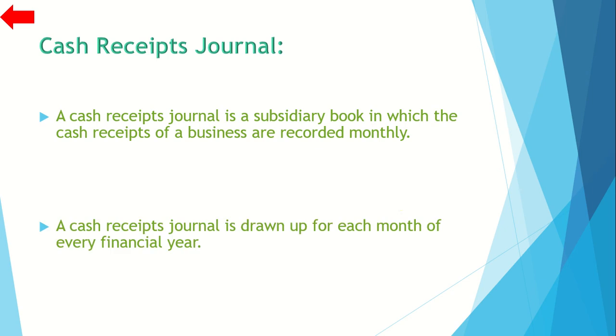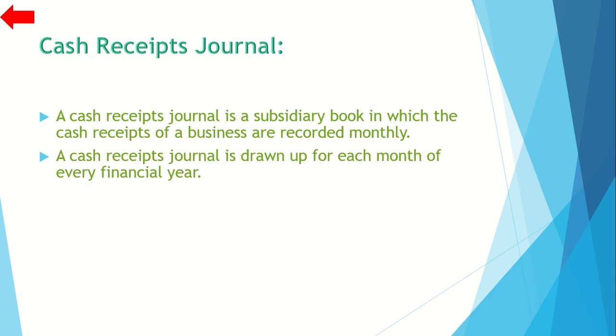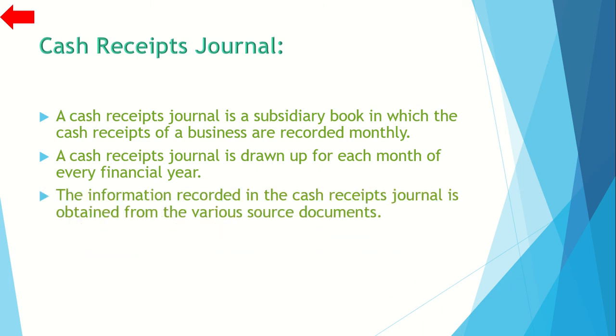Okay, and also again, a cash receipts journal is drawn up for each month of every financial year. So there'll be 12 months in a year, so we should be having about 12 cash receipts journals for the financial year. So every month we do a cash receipts journal. I don't think I'd have to teach you the months of the year, but yeah, that's it.